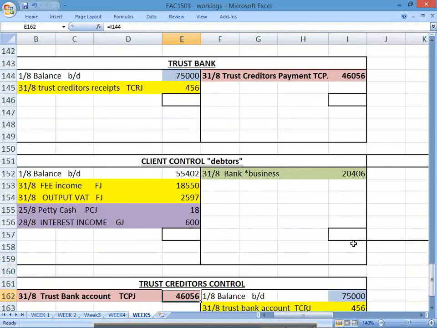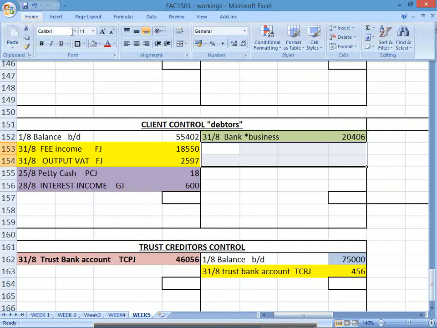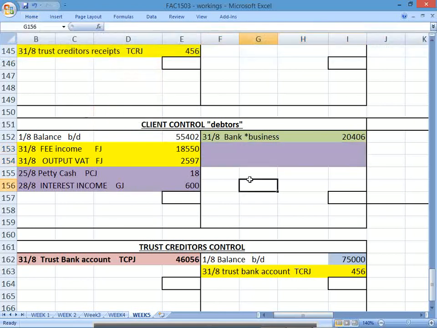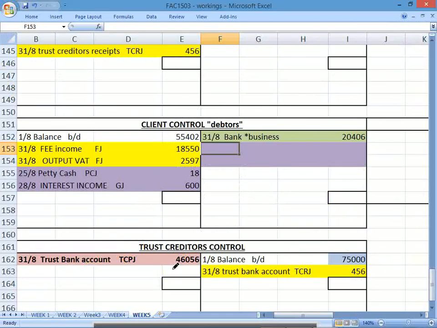So with this one, you're going to be crediting the client control account, and you're crediting the client control account because of the credit losses and the VAT. So this was on what date? 29/8. Bad debts or credit losses.